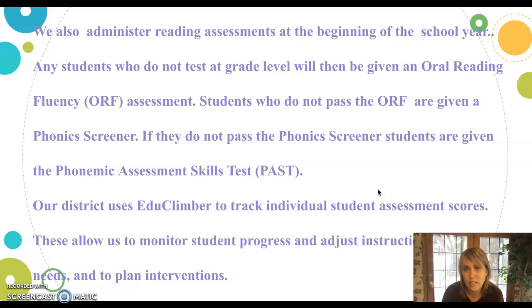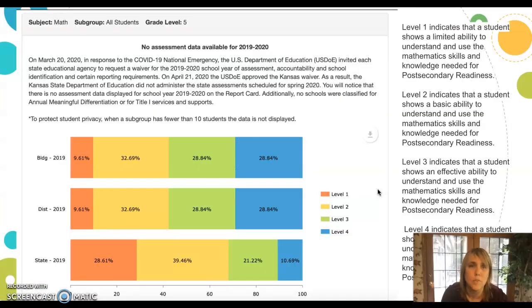We also administer reading assessments at the beginning of the school year. Any students who do not test at grade level are given an oral reading fluency assessment. If they don't pass that, they're given a phonics screener. And if they don't pass the phonics screener, they are given the phonemic awareness skills test to see what kind of skills they're lacking, where there might be gaps. We use EduClimber to track individual student assessment scores. This is something else I can use for those baseline scores for the PPAT. These allow us to monitor student progress, and we can adjust our instruction and plan interventions with that information.